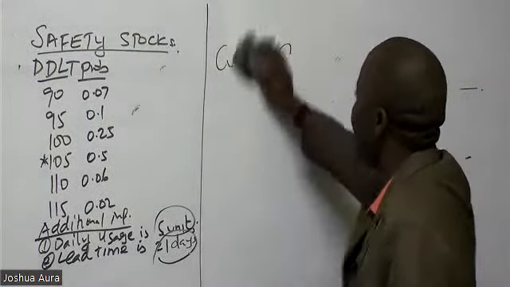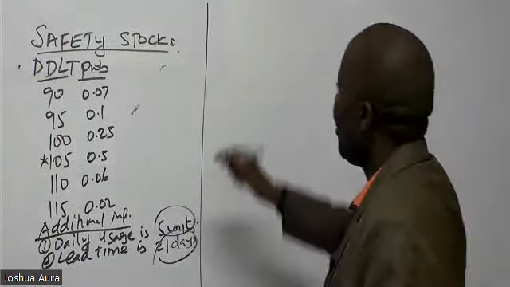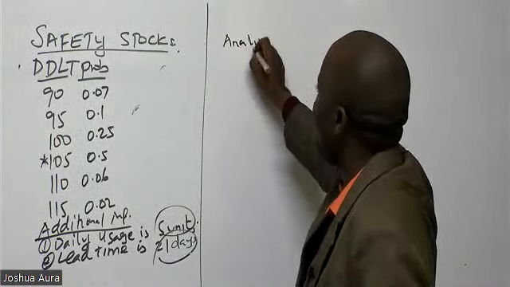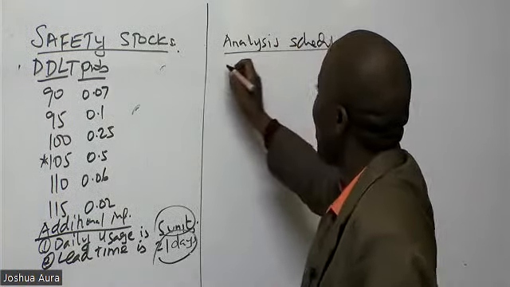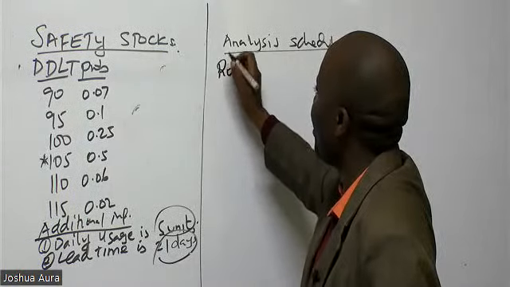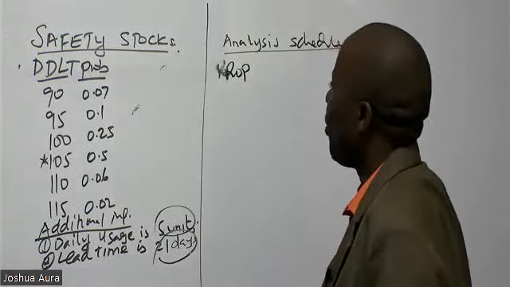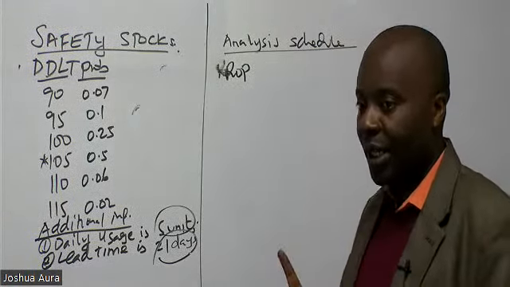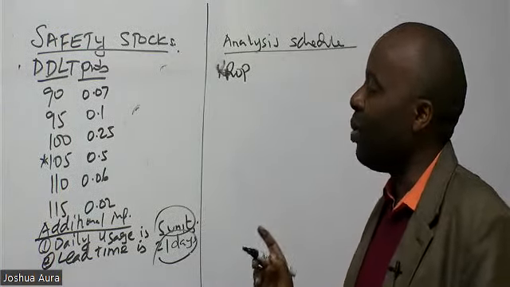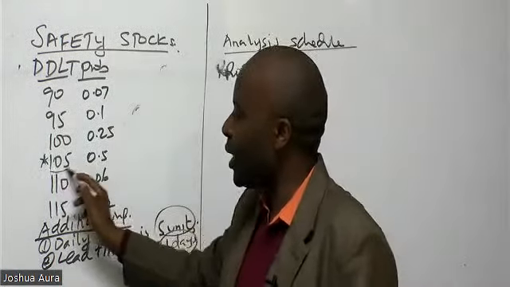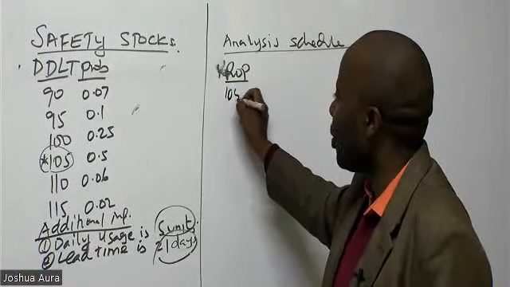So how do we do our schedule? Look at what I'll do in our analysis schedule. I'll have what we call ROP. ROP is the reorder point. And we must begin from the current reorder point, which you have been able to put a star on. So it shall be 105.